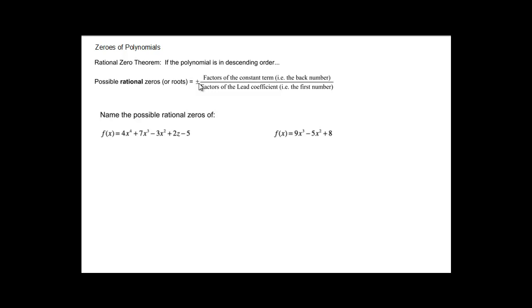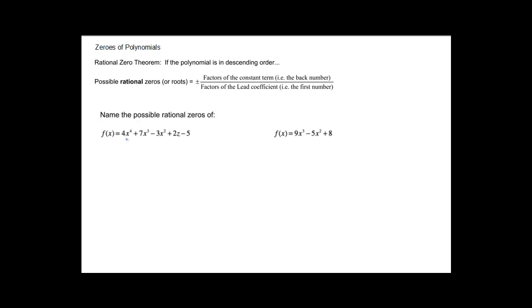So the first thing we have is called the rational zero theorem, and it says put your polynomial in descending order, and then our possible rational zeros, it doesn't mean they will be, but they're possible, will be plus or minus factors of the constant term over factors of the leading coefficient.